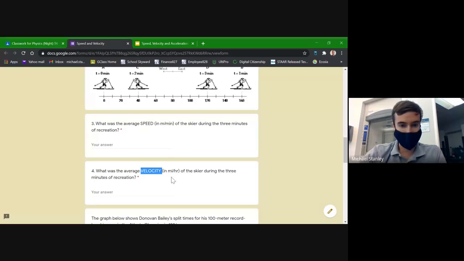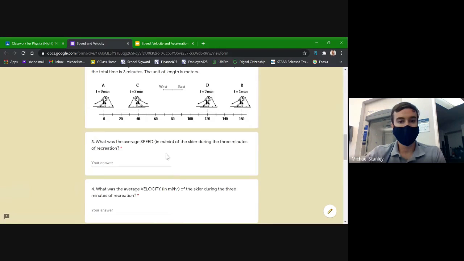Oh, I just realized there's a typo on here. That should not be miles an hour. But anyways, for the average speed, you have to add up all of those distances that he's covered and divide by how many minutes. I think for both of them, it's 3 minutes total.